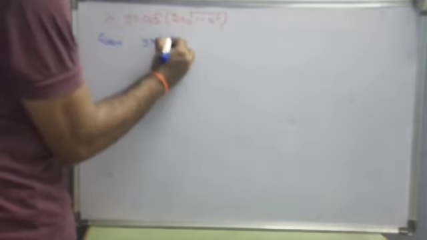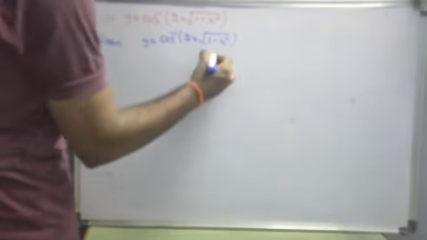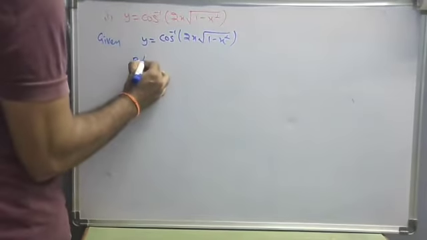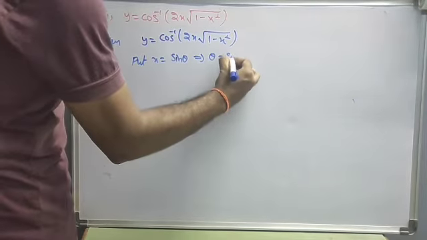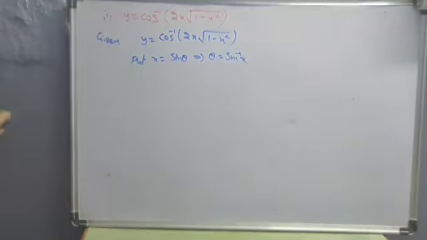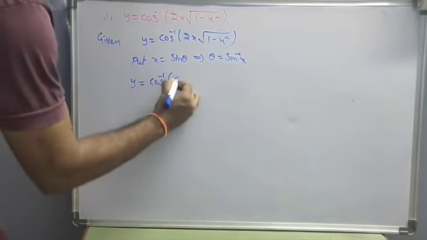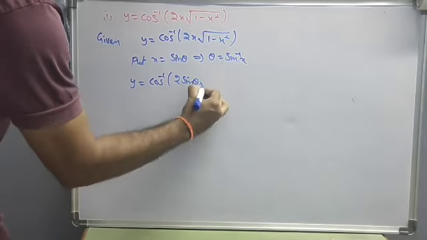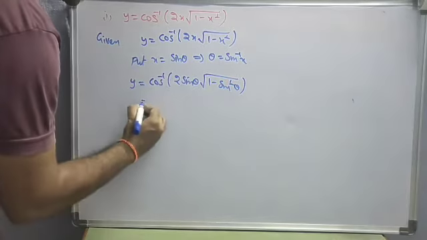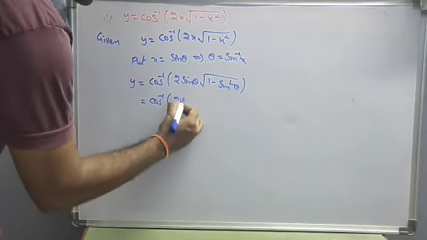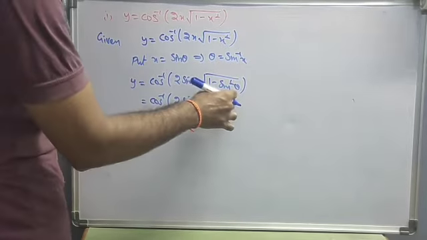Y equal to cos inverse of 2x into square root of 1 minus x square. Put x equal to sin theta, or theta equal to sin inverse x. So y equal to cos inverse of 2 sin theta into square root of 1 minus sin square theta. So cos inverse of 2 sin theta, where 1 minus sin square theta is cos square theta.